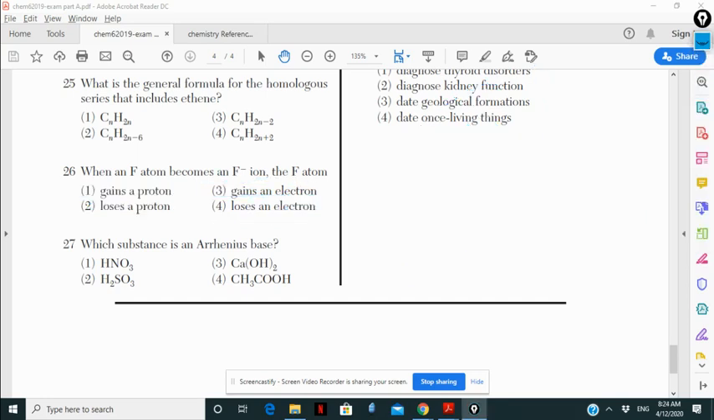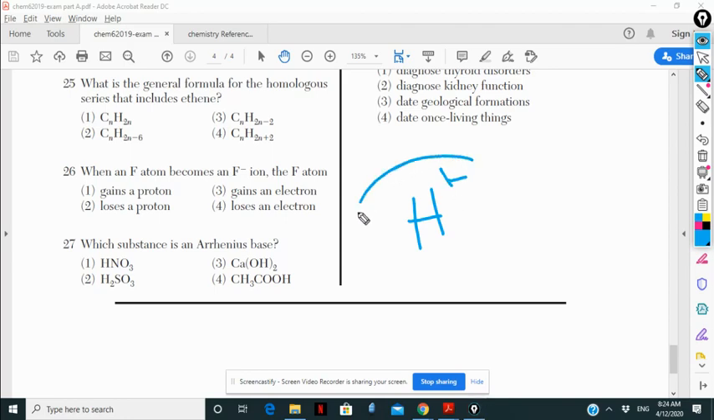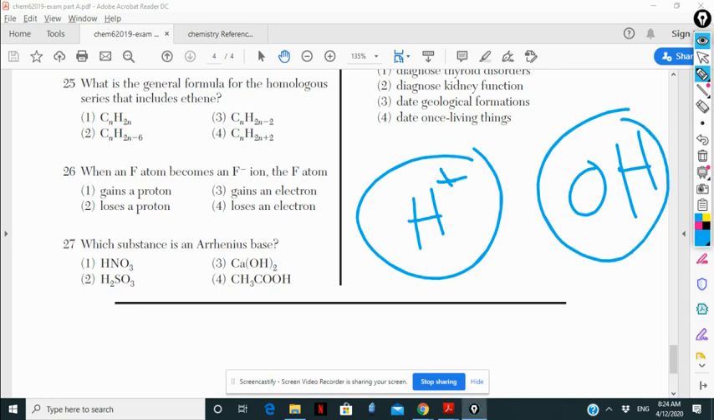Question number 27. Which substance is an Arrhenius base? Arrhenius base, again, gains hydrogen. Which one is going to gain hydrogen? The one gaining hydrogen should have a hydroxyl group. So that's acid, acid, acid. That's the only base. If you don't know it, you can go to your reference sheet.